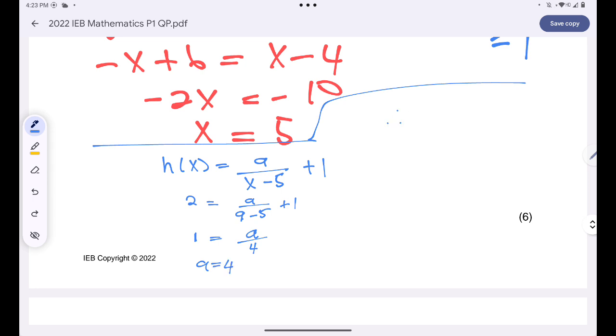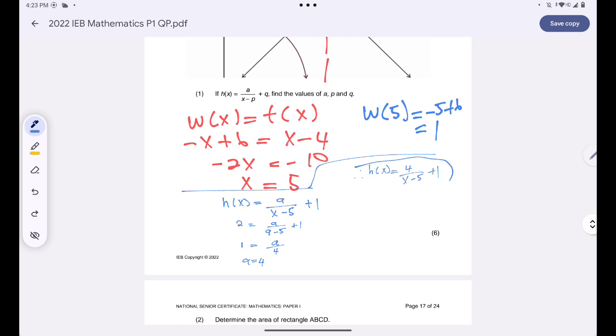So therefore my equation of h of x is 4 all over x minus 5 plus 1. So this is my equation of h of x. The value of a is 4, the value of p is positive 5, and the value of q is positive 1.